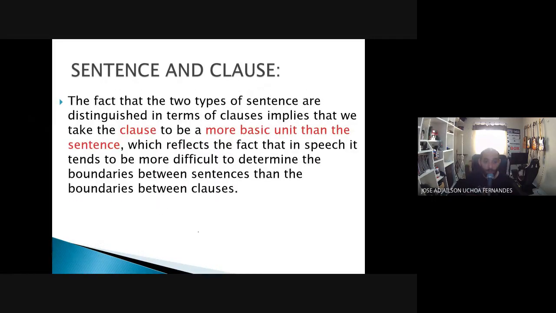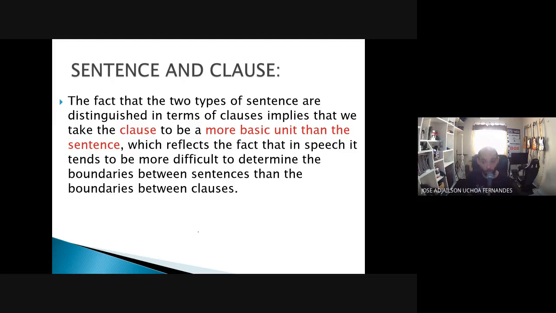The fact that the two types of sentence are distinguished in terms of clauses implies that we take the clause to be a more basic unit than the sentence. The very first discussion we conducted here, okay, which is the most basic, the clause or the sentence? Well, a sentence is built up of clauses. So the clause is a more basic unit than the sentence, which reflects the fact that in speech, it tends to be more difficult to determine the boundaries between sentences than the boundaries between clauses.